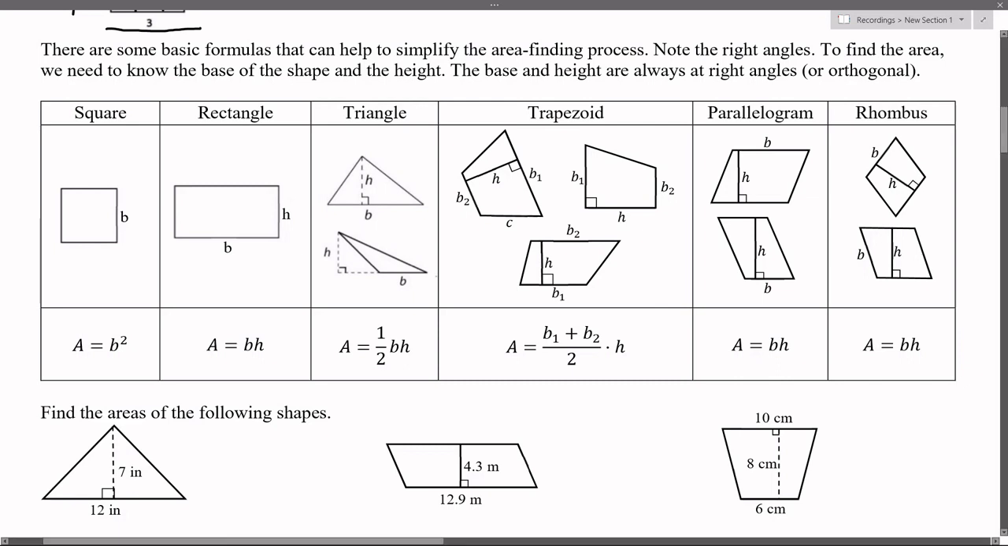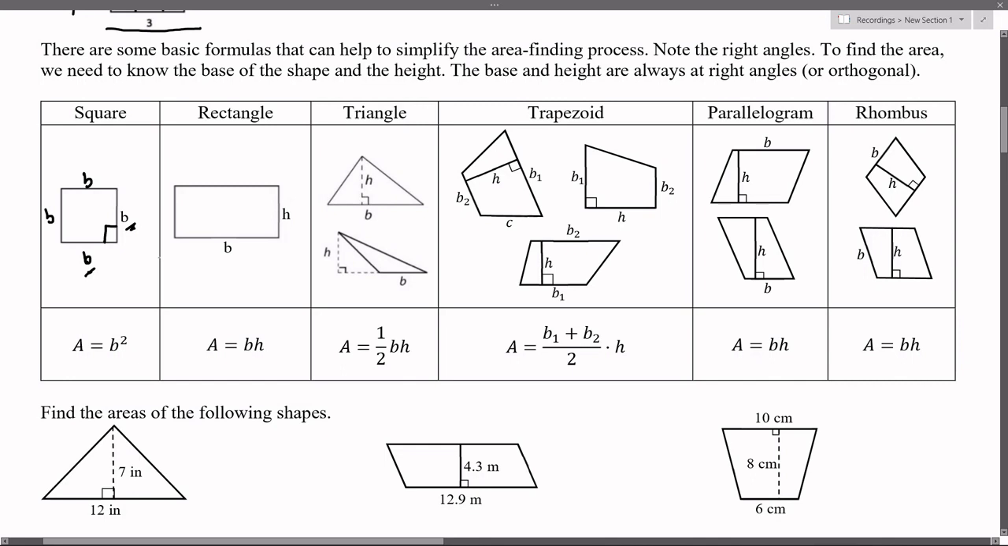What's important to note here is that, for instance, for the square here on the left, all the side lengths are the same. They're all the same length. And to find the area of the square, we're going to take the side length base times the side length base.